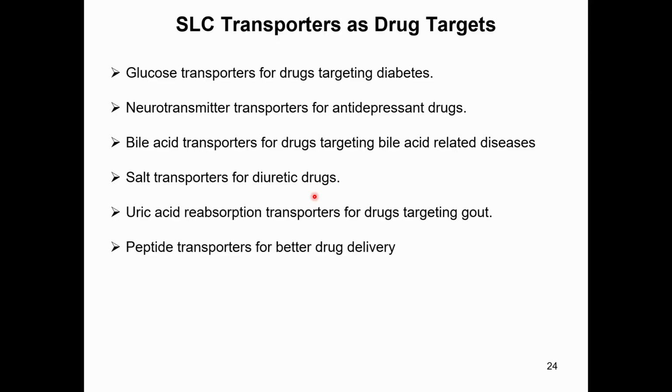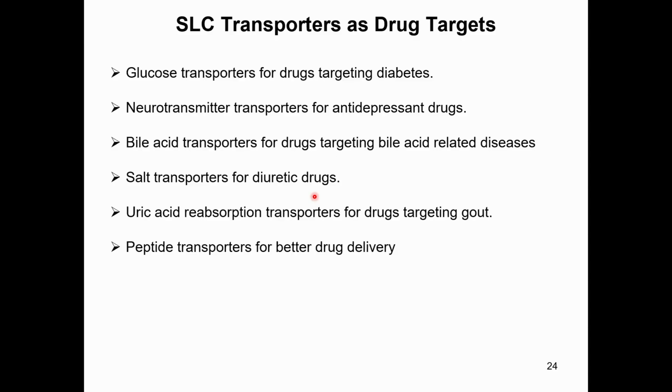They're also great as drug targets, so there's been a lot of pharmacology development against SLC transporters. Glucose transporters are SLC type, and so there's been interest in getting drugs to act on those to treat diabetes. Neurotransmitter transport, especially reuptake of neurotransmitters, is mediated by SLCs. So the serotonin reuptake transporter is an SLC type transporter. Bile acid transporters are important in liver health.